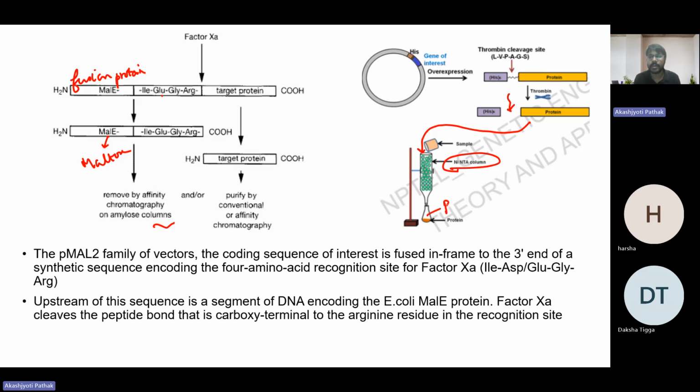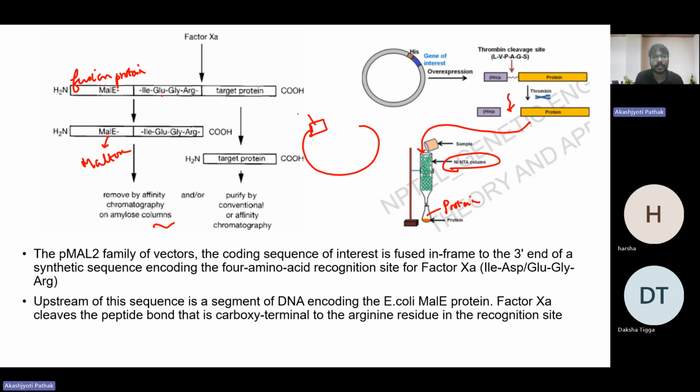You will get your protein in the flow through. Are these points clear? So this is the construct; if you look at this figure, you will understand. This is the construct that you have designed. You have your his tag protein, then there is a thrombin. So this is the his tag.